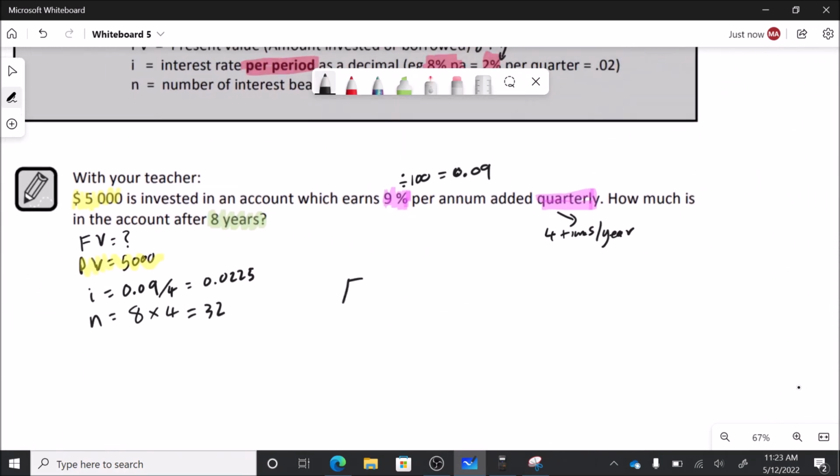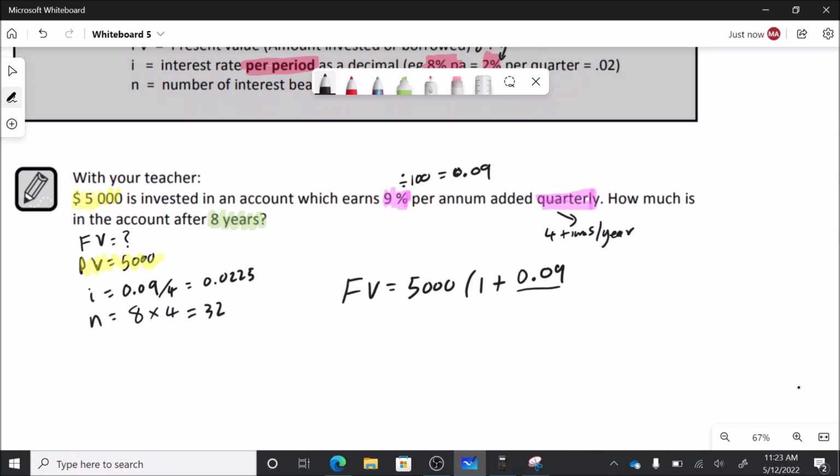So FV equals, okay, PV is 5,000, bracket 1 plus. Now, I like to just use the interest rate as a fraction, the decimal over the number of periods, rather than writing down the rounded off value, because sometimes these divisions don't round off very nicely, and you've got to cut them off somewhere. So you're not quite getting the exact answer.